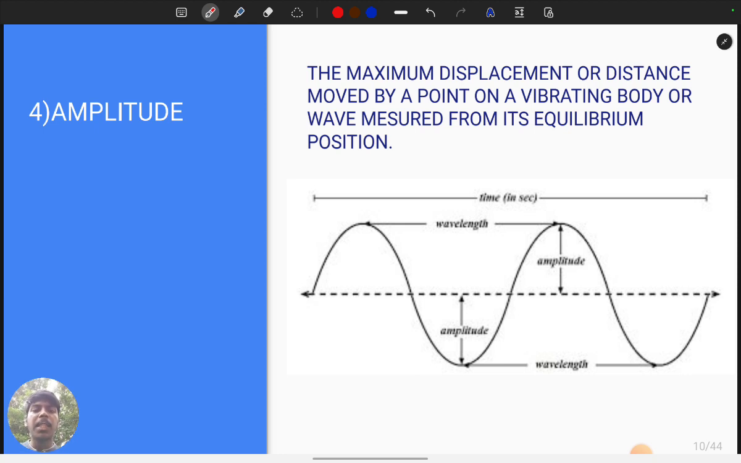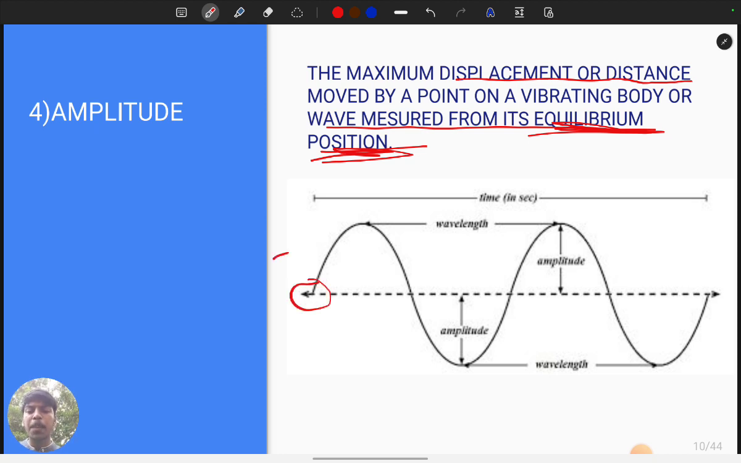Amplitude is the maximum displacement or distance moved by a point on a vibrating body or wave measured from its equilibrium position. So what is the equilibrium position? Let me explain. Here we know this is the mean position. Let me consider an object of mass m at the mean position O.